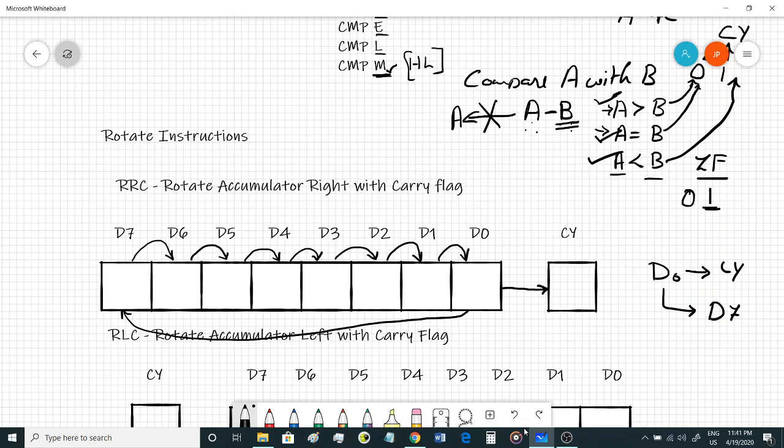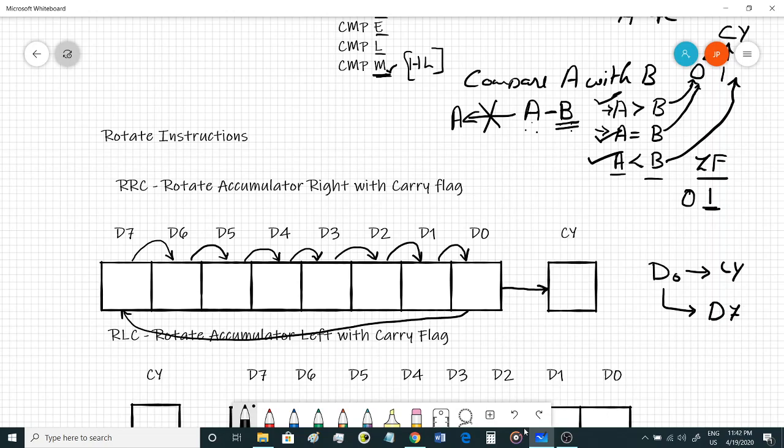operation with carry. So whenever you give this instruction RRC, this operation happens only on the accumulator. There is no other register that can be used for this operation. RRC only happens on the accumulator. So all the bits get rotated right. The D0 bit goes into D7 as well as it goes into the carry flag. That is what happens with the rotate right instruction.